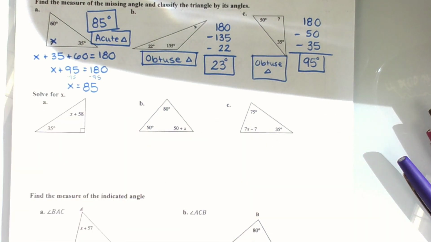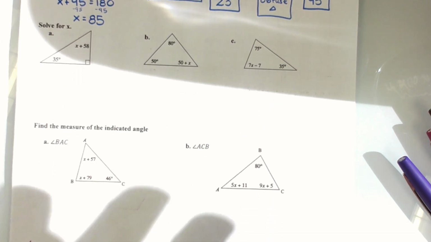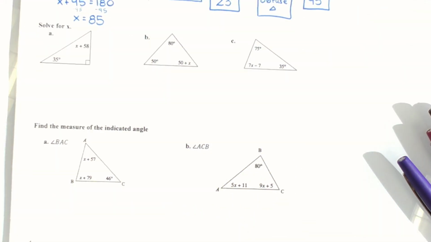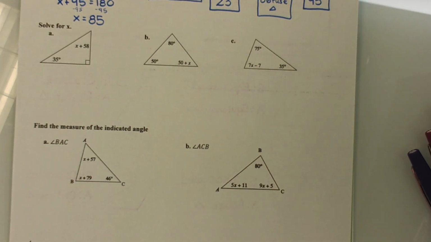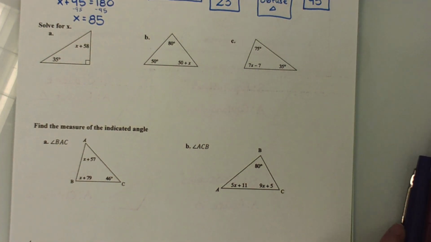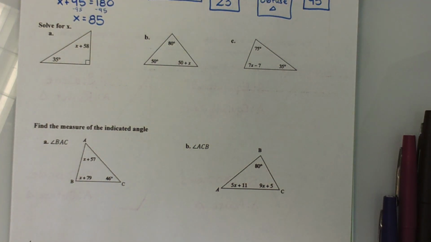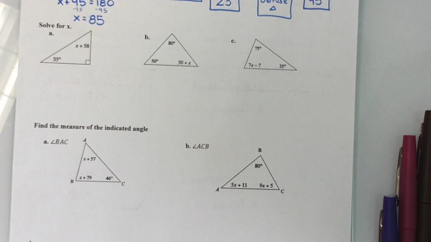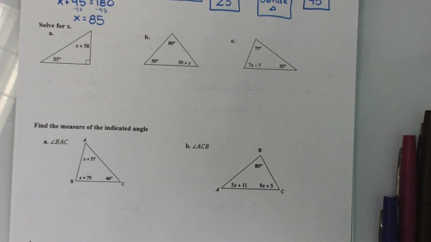Still nothing too scary? Okay. The next line is doing a similar idea, but this one says to solve for x. So, x is hanging out inside of my angles. Specifically, I have 3 angles marked in a triangle, and the 3 angles of a triangle are still going to add up to what number?